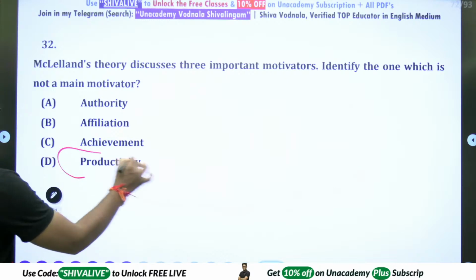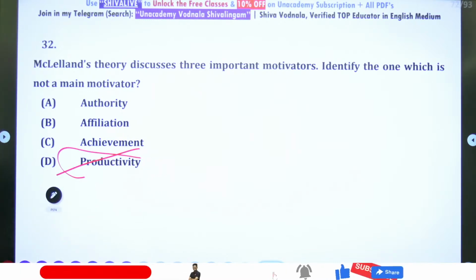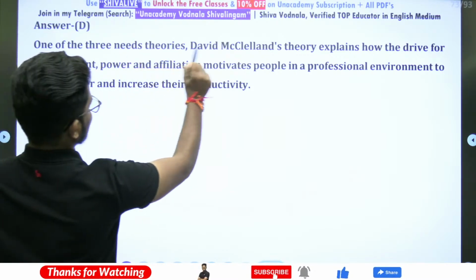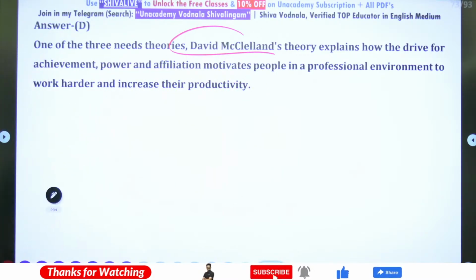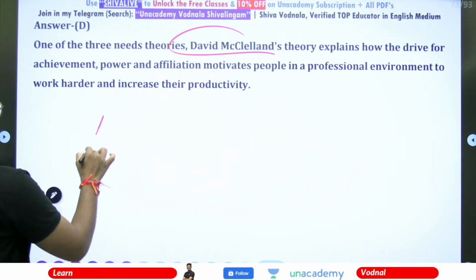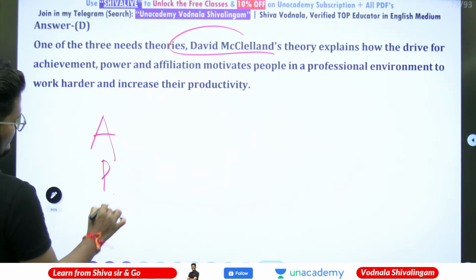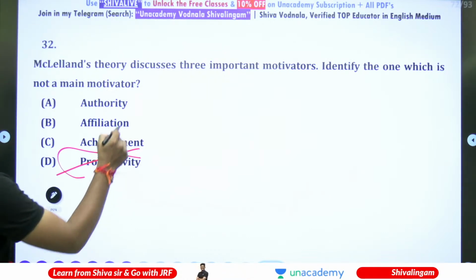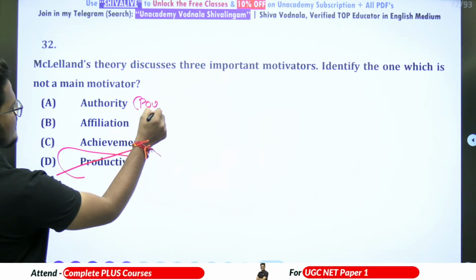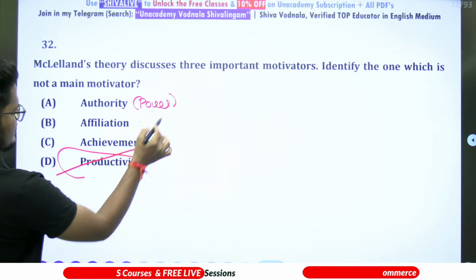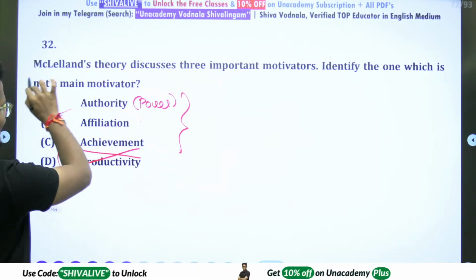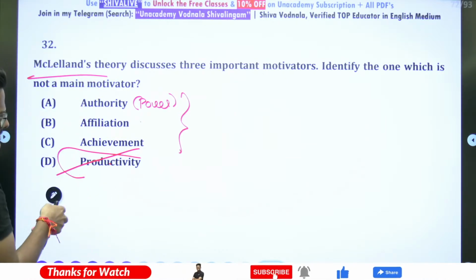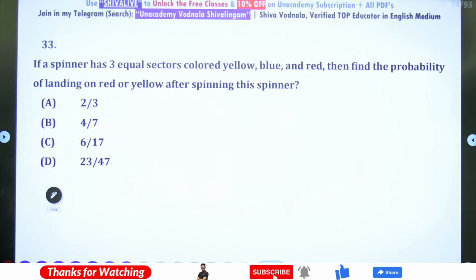Option D is the correct answer. Productivity never be a part of the McClelland's theory. McClelland is triple A, that is, you can just see. One of the 3 needs of David McClelland theory explains how the drive for achievement, power and affiliation. These are the 3 things: achievement, power, affiliation. So power or authority is indicated as same over here, and affiliation and achievement, these are the 3 needs given by McClelland. So productivity never be a part, or it is not even similar to any of the three things.